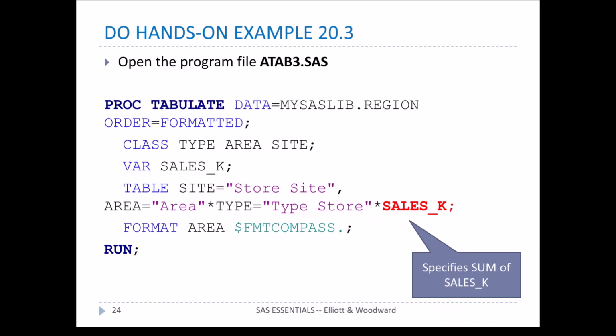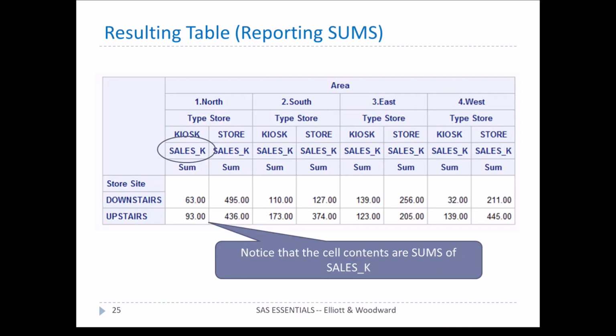Open up the program called atab3, and here we have PROC tabulate. And all of these things are commonly seen here. The difference here is that we include the sales K in the table statement, where we have type store by sales K. So sales K is going to appear as an expansion or as a summary statistic within type. All right, so here we have, again, the area and then the type store. And then notice here, instead of n, we have a sum. So that's how we've created something different.